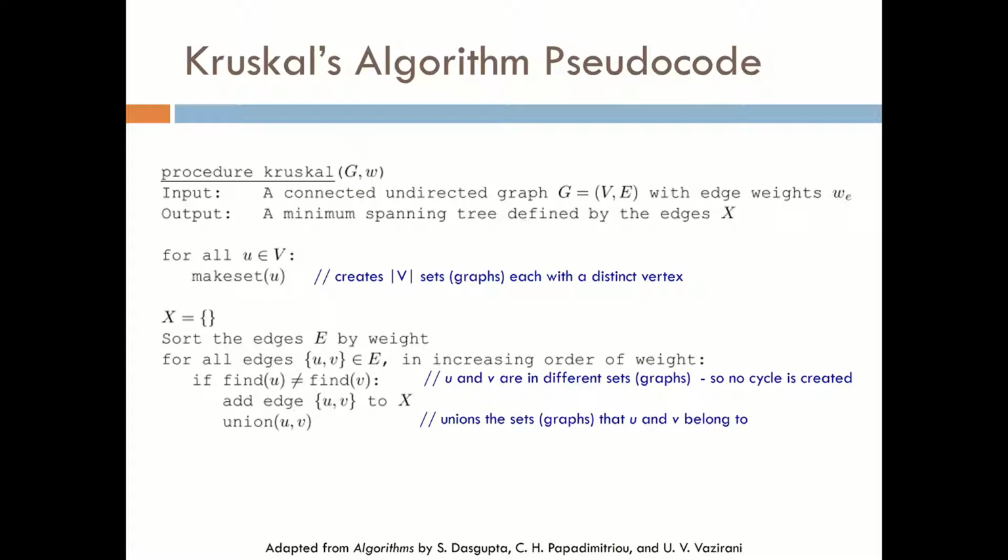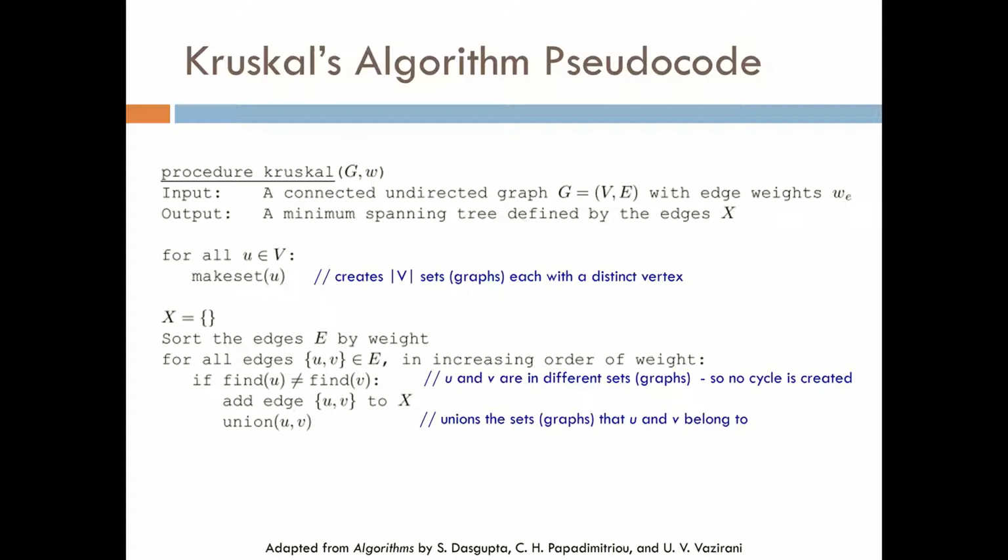So you see the input and the output to the algorithm, and there is an initialization that takes place in a for loop. What that does is it creates a unique set, one for each vertex in the graph. So each vertex occupies a set by itself. If there are |V| vertices, there are |V| sets, each having a single distinct vertex.